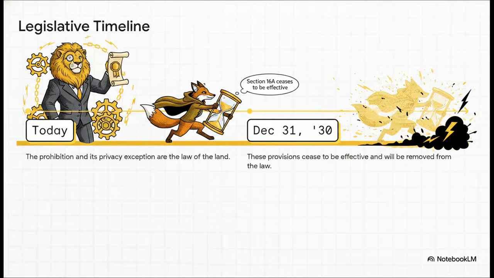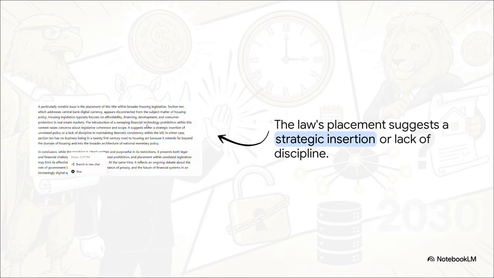This timeline really lays it out. Right now, today, the ban and its privacy exception are the law of the land. But on December 31st, 2030, the law says this entire Section 16A just ceases to be effective. It basically vanishes from the law books. Poof. Which brings us right back to where we started. Why on earth was this complex temporary monetary policy stuffed into a housing bill? Well, analysis of the whole thing points to a couple of different possibilities for the strategy behind it.